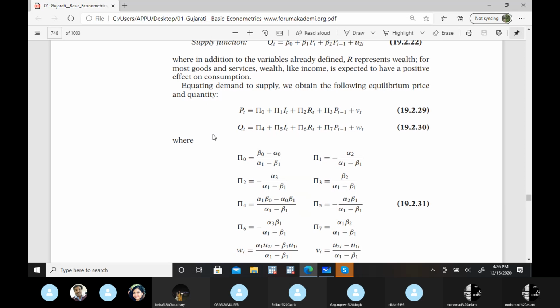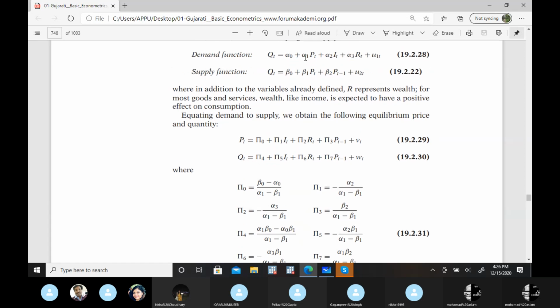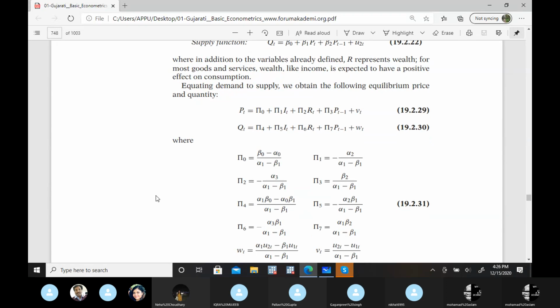Now let's see how many equations we have. Pi 0. And how many estimates we need for this equation? Alpha 0, alpha 1, alpha 2, and alpha 3. So let's see, are unique values possible? Beta 0, alpha 1, alpha 2, alpha 1, and alpha 3. So now what do you think? Is it possible that we'll get unique values for this alpha 0, alpha 1, alpha 2, and alpha 3 or not?